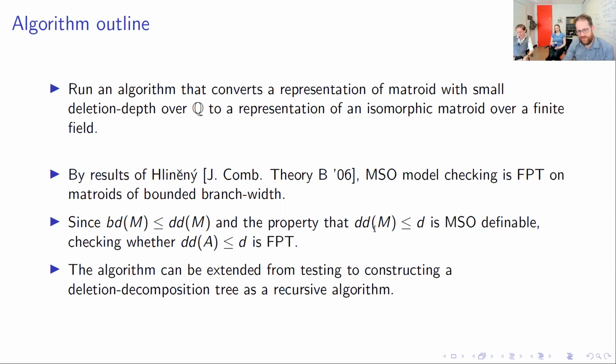Do you get something that is significantly better than just, say, upper bounding all the determinants and choosing a prime that's bigger than all of them? I'm wondering how big the field is as a function of the tree depth, for instance, deletion depth. In the case of the deletion depth, I'm not sure. I think it would be at least double exponential in this. Okay, thanks.